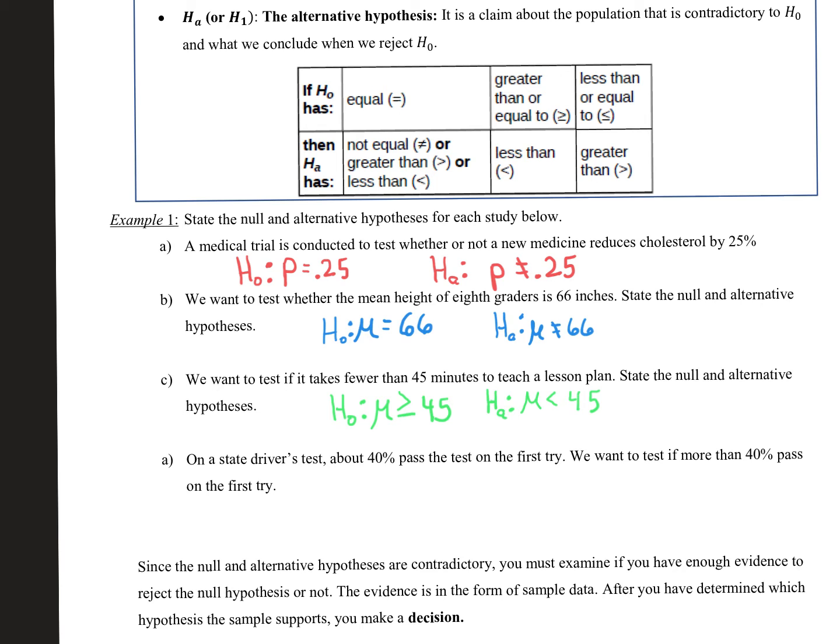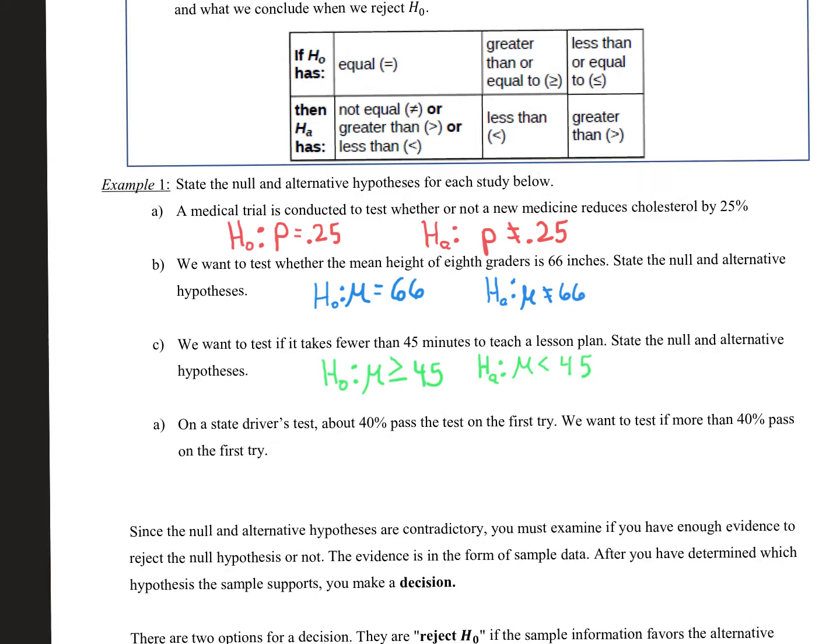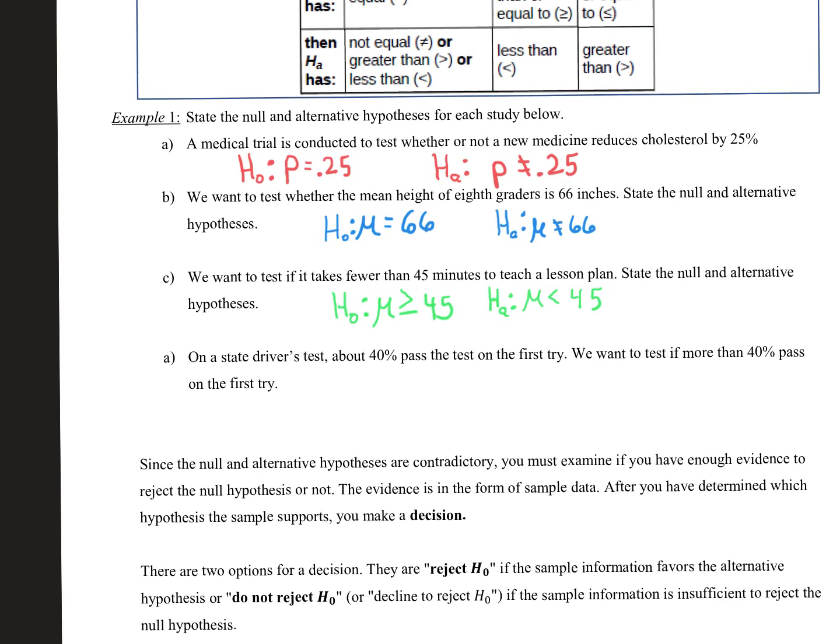Let's keep going to the last one, which says letter A, but it should say letter D here. On a state driver's test, about 40% pass on the first try. We want to test if more than 40% pass. Now they gave a percentage here again, a proportion. So we're not going to use the mean. We are going to use the proportion is greater than 40% and write that as a decimal.